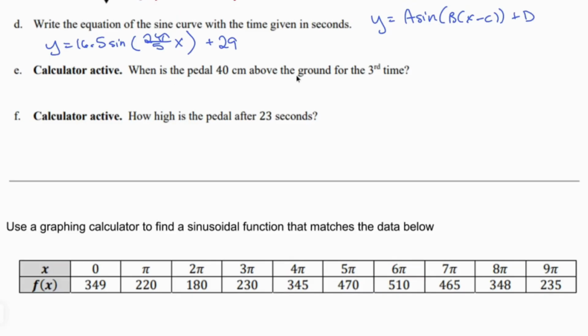So when is the pedal 40 centimeters above the ground for the third time? That was 5.580 seconds. How high was it after 23 seconds? That would be 19.302 centimeters. And that one is that one.